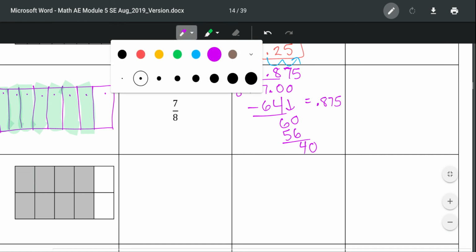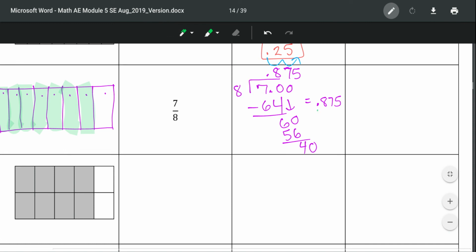And now to convert that into a percent, you move the decimal point 2 places to the right, and you get 87.5%.